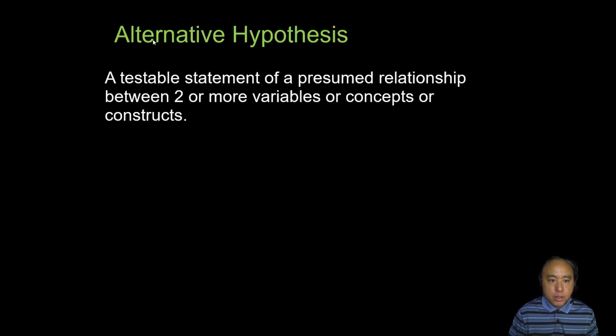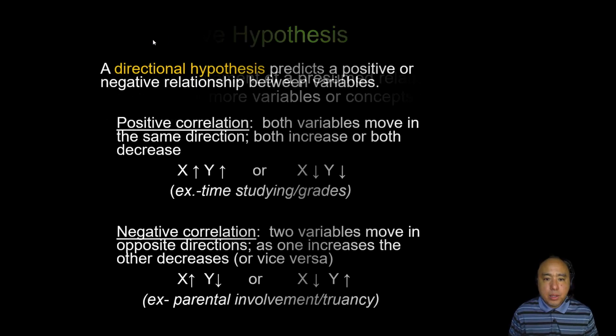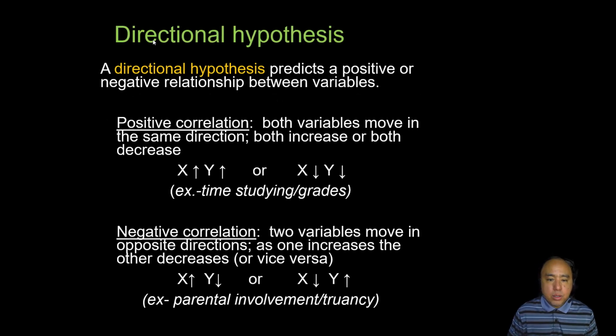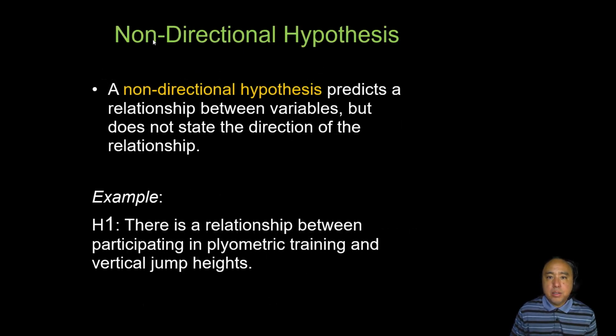Okay. The alternative hypothesis is the exact opposite. You're saying that there is going to be a relationship, or that there is going to be a difference between groups in your dependent variables. And there are two types of alternative hypothesis. One is called directional, where you believe that the difference is going to be one way or the other. It's going to increase, it's going to decrease, or there's going to be a positive or negative correlation between variables. Whereas a non-directional hypothesis is one in which you're just saying there's going to be a difference, one way or the other. We're not sure.